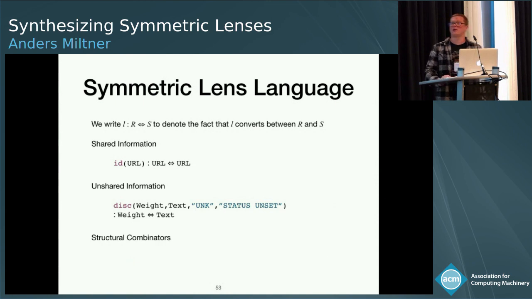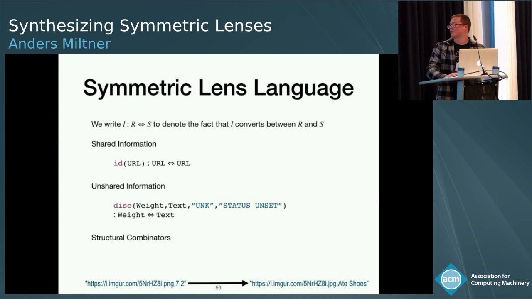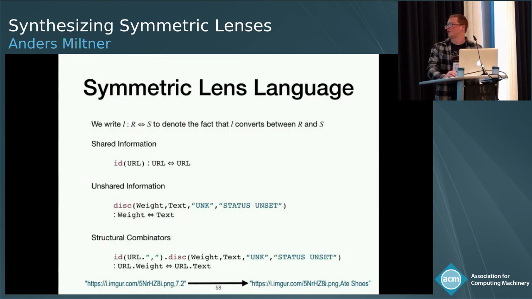And then lastly, I want to be able to have both shared and unshared information in my synchronizers, so I have to have some structural combinators. So for example, I've got shared URL, unshared statuses, and weights. If I update the status and the weight, I want just the URL to get updated. And that can be done with the structural combinators, in this case concatenation, but there's other structural combinators to reflect similar things to regular expressions.